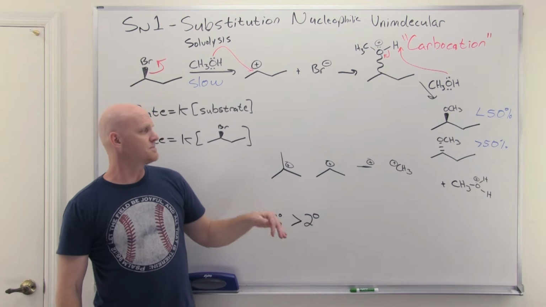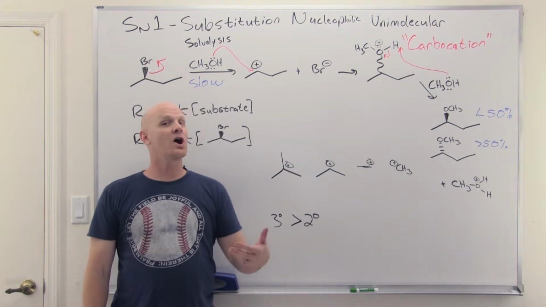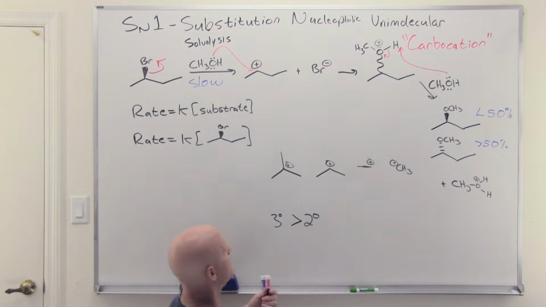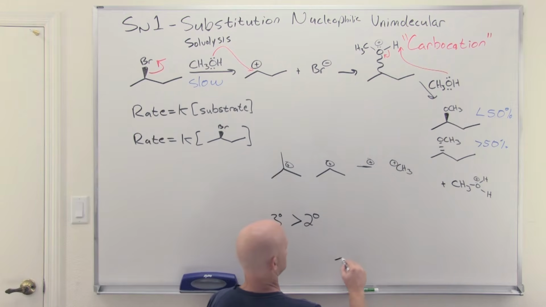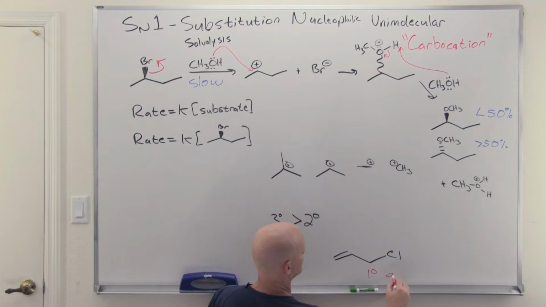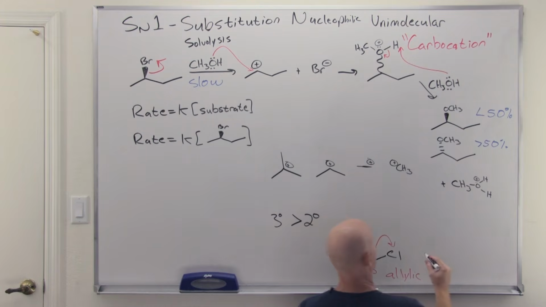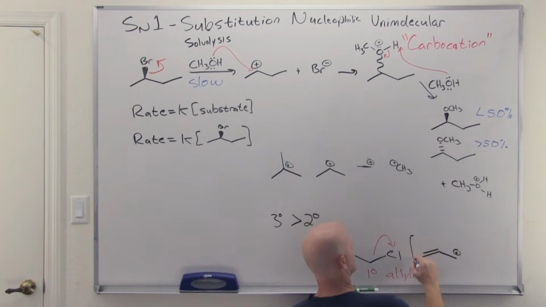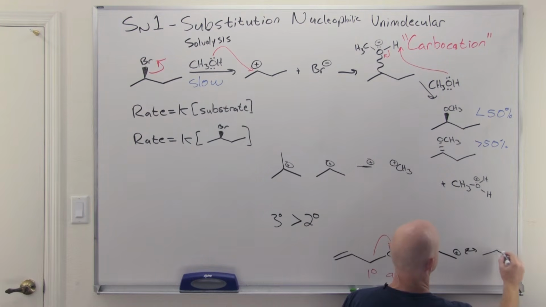Now there are exceptions. If it's a primary halide and it's allylic, if there's resonance potential for the carbocation, well, that would be an exception, but that's not part of this normal trend. So if I gave you something like this, this is not just primary, although it is primary, but it's primary and again what we call allylic. And if this chlorine were to up and leave, we'd get this resonance stabilized carbocation, and we could draw that other resonance structure.